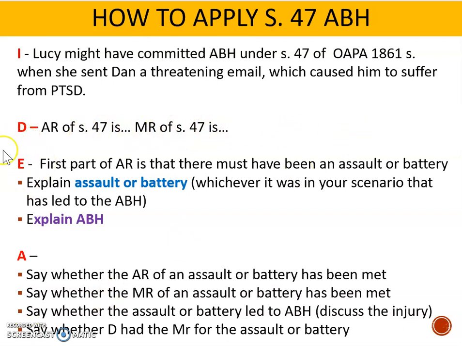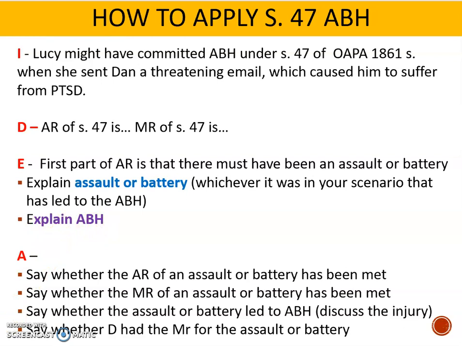And then we're into E. And E stands for explain. And this is where you're going to explain the definition that you've just given in the step above. So you would start by explaining the actus reus of section 47, and then you would explain the mens rea of section 47 in order to explain ABH fully.